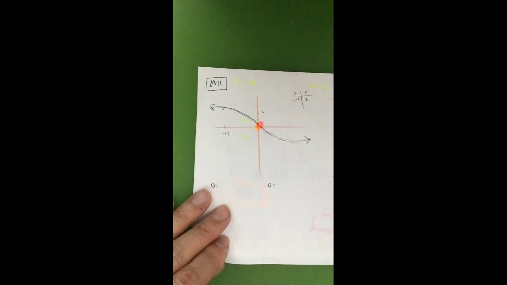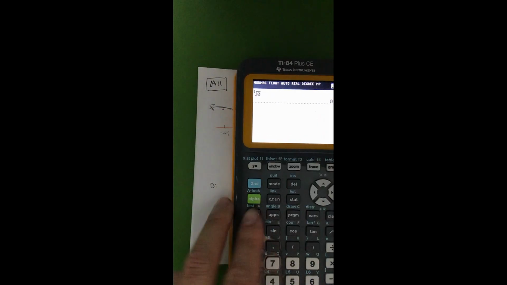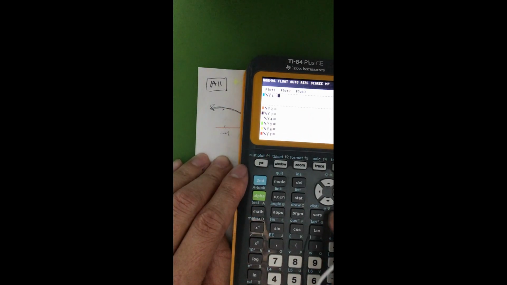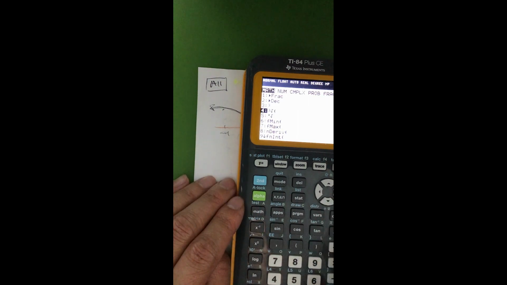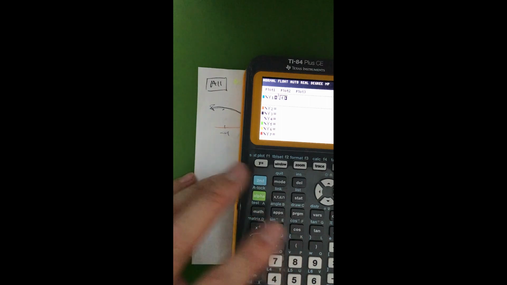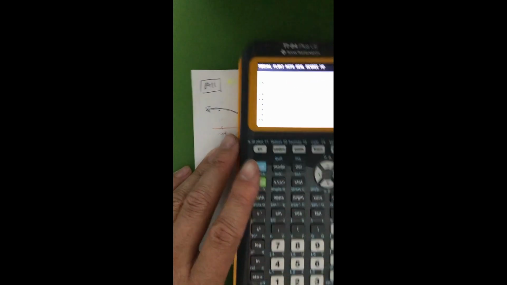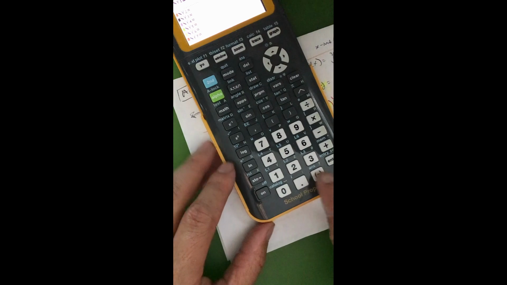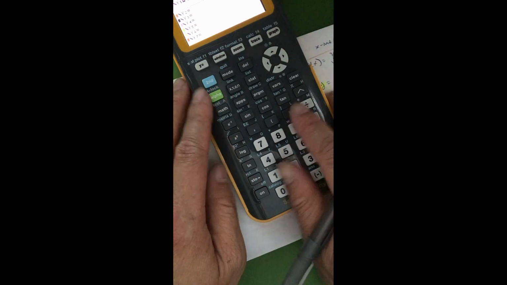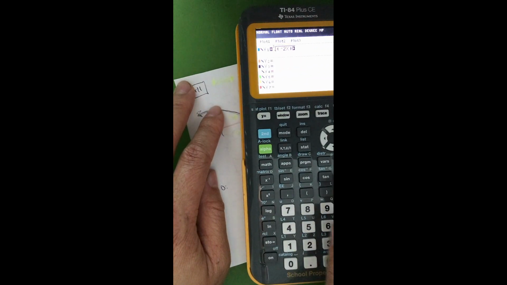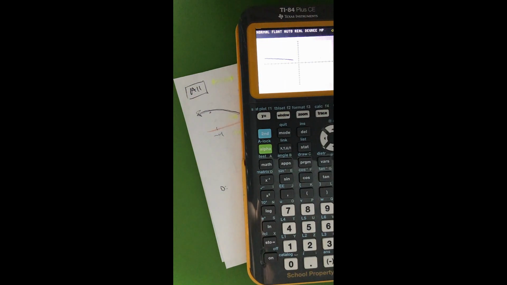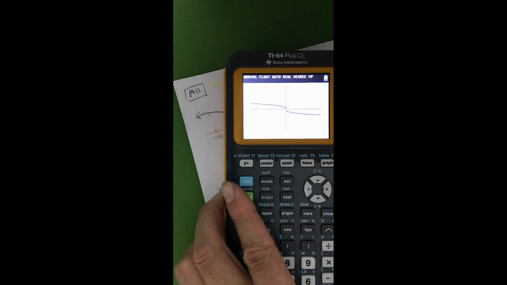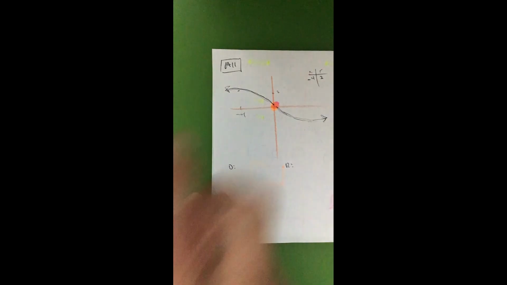Okay? Let's take a look at it. Math, number 4. Parentheses, because you have a bunch of stuff. Negative, remember it's this button down here, and then 2x. Close the parentheses, go right to get out, and then graph it. There's our graph.